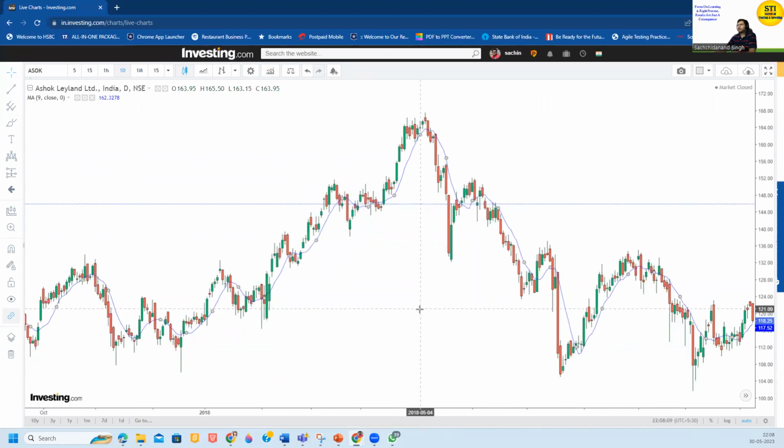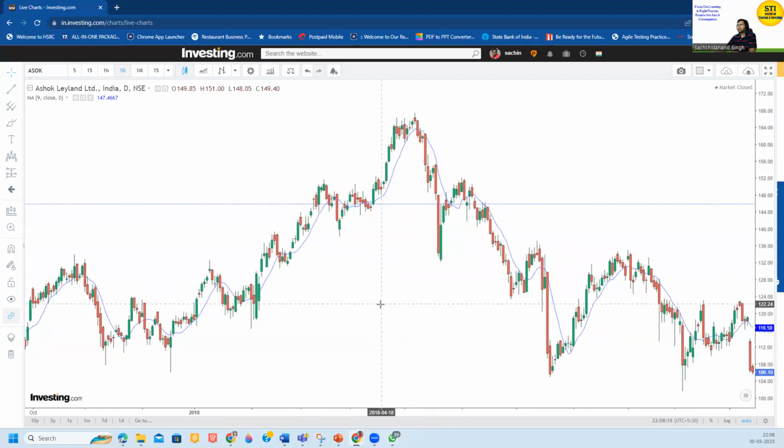So a 5-day moving average will look like this. Yes, you see what I was telling you earlier. On a smoother curve, you can basically see those patterns much more prominently.